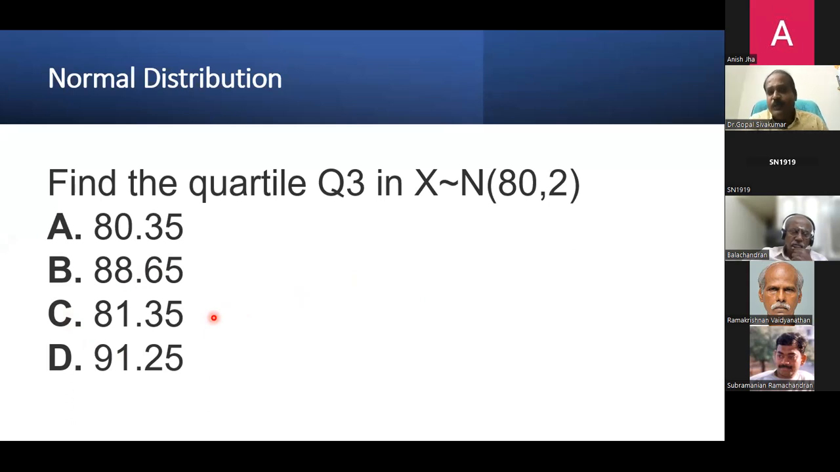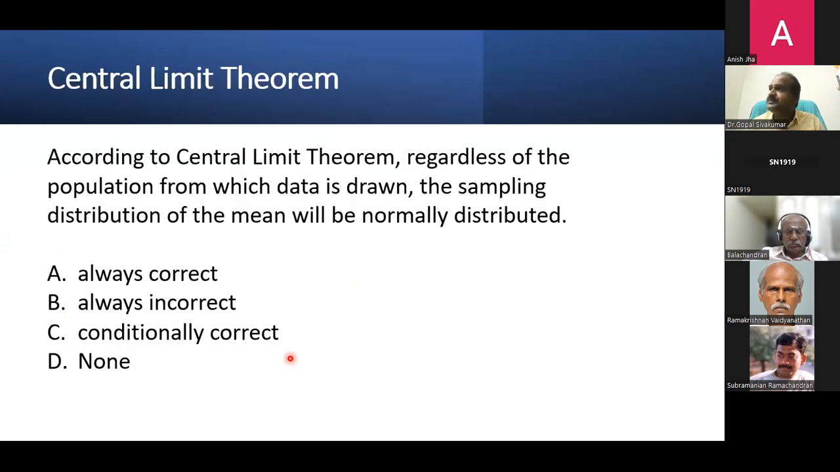Tell me now, will you be able to find out quartile 1 if I change the question? Quartile 1, quartile 2? Yes, very good, that's all. Now, see, just by learning one question, you are gaining your capability multifold. Any type of question can be answered.